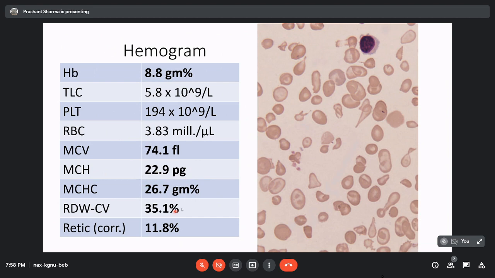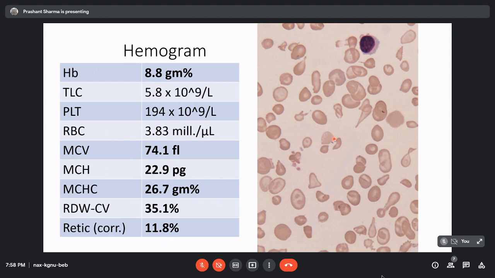Also, his RDW is markedly elevated at 35.1%, and the reticulocyte count is also elevated. So just remember that in thalassemias, typically the cause of anemia is often predominantly within the bone marrow in the form of ineffective erythropoiesis. So the reticulocyte count typically does not rise. So in this patient, even after correction for his anemia, if the reticulocyte count is almost 12%, then we are looking at a hemolytic anemia. So this was his blood film over here.